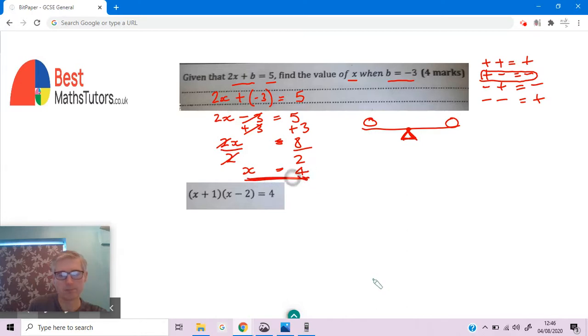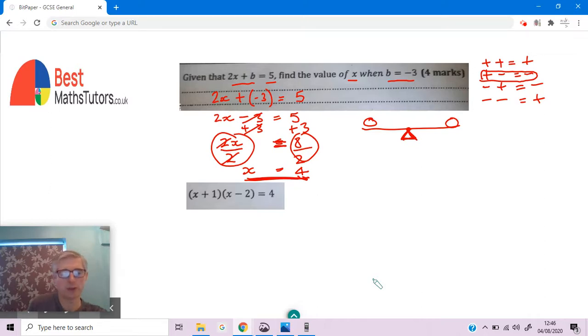That's that one done. So I'll just say again, the principle here is as long as we do the same thing to both sides of the equals, both sides of the equation, so here and here, then we won't make any mistakes. So I've got to do the same thing to both sides.